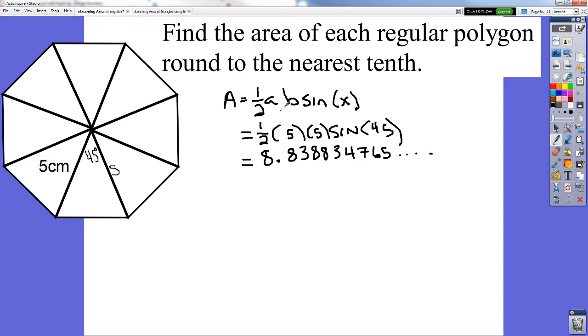We don't want to round to the nearest 10th yet, because we're not done. This is one triangle, right? We don't want just one triangle. We want all of them. There's 1, 2, 3, 4, 5, 6, 7, 8 triangles here, right? So we're going to take the number that we got in our calculator, the whole thing, not just a rounded off answer, and multiply that by how many triangles there are. There's 8 of them.